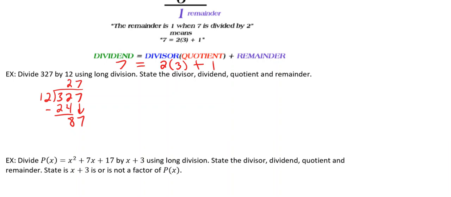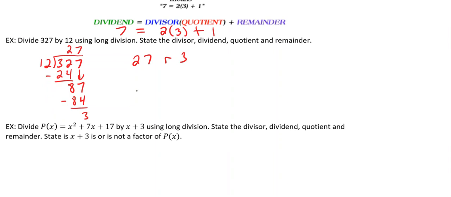And then we're going to go 7 times 12 is 84. And then again, we'll subtract, so we get 3. Okay, so the answer here is 27, remainder 3, the way you would have seen that. And I remember that was always confusing as a kid too, because I always thought that was like 27.3. That's not what that means, right? So 27 remainder 3 really means that I could rewrite 327 as 12 times 27 plus 3. That remainder 3 just means I have to add 3 more to get to that number.